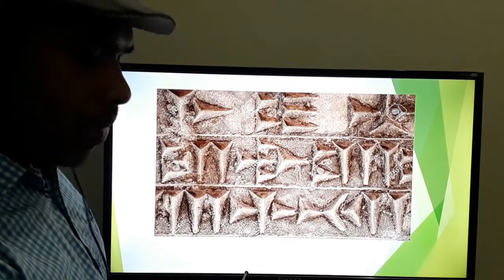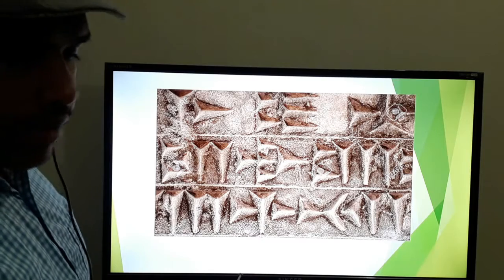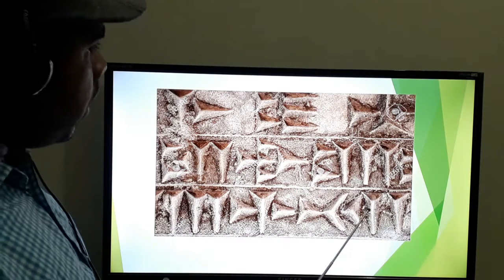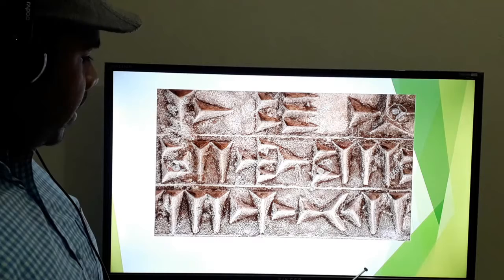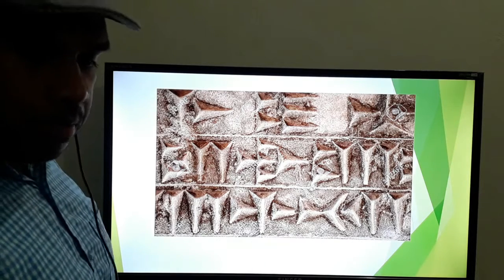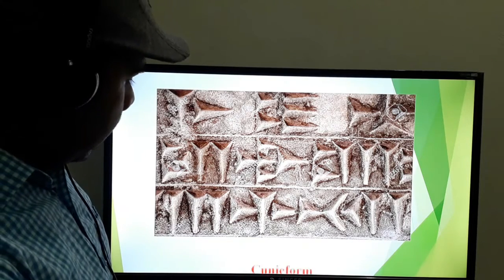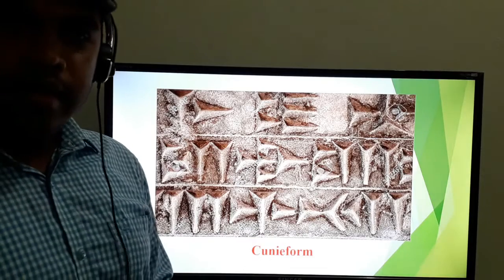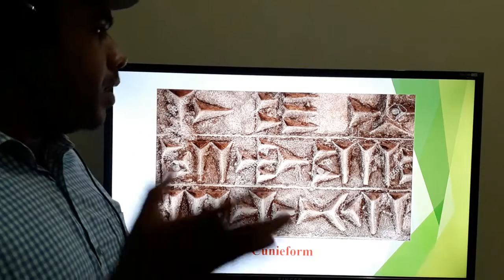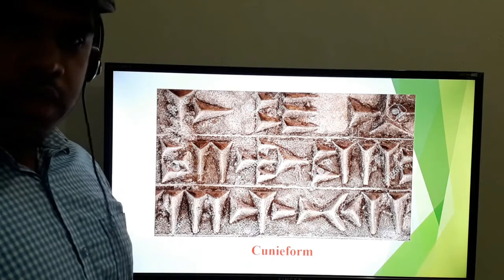Now here is another picture for you. That is what has been written on stone or metal, something like this. And you see some pictures, that is called cuneiform. I think you have heard the name cuneiform, that was practiced in ancient Egypt.